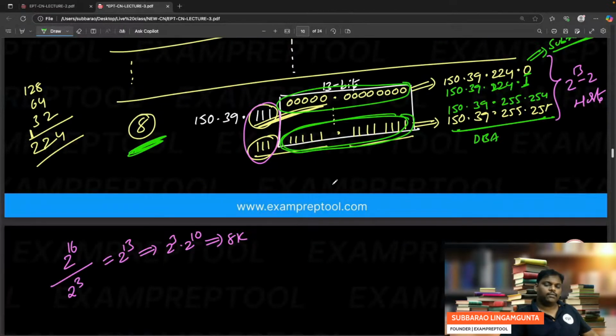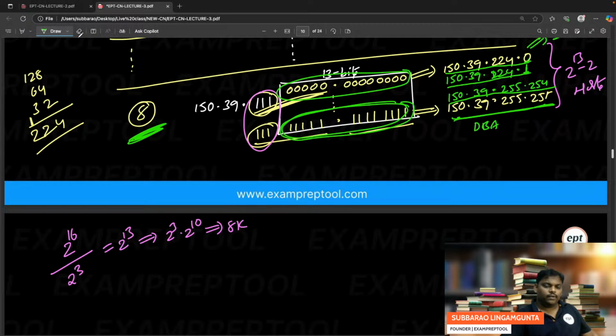8 subnets: first subnet, second subnet, third subnet, and so on. 8th subnet first host, this one. 8th subnet last host, this one. 8th subnet DBA, this one. 8th subnet ID, this one. Like that you can take care. I hope all the people got it.